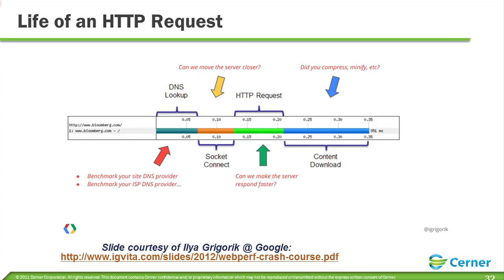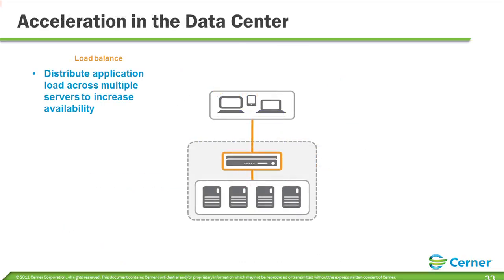Can we optimize the request? Can we make the server respond faster or need less data in order to deliver that object back to the user? And then, are there any content optimizations? Can we compress the data? Can we minify it? Is there any way to cut down on the amount of packets that have to go back and forth between one side and the other? We layer these optimizations together, so there is no silver bullet for the performance optimizations.